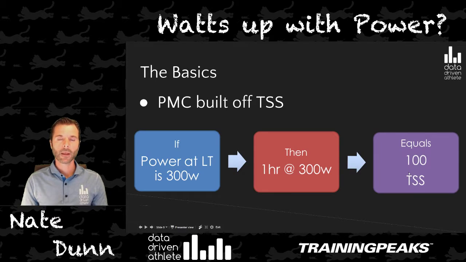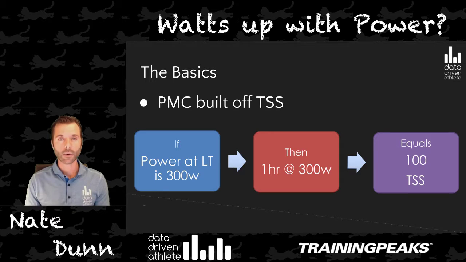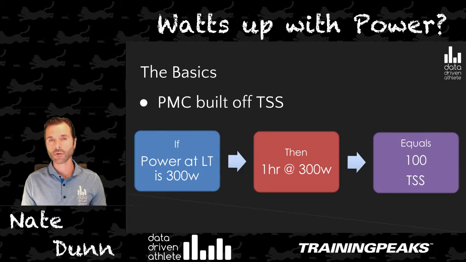So next slide, please. Even jumping over some of that, we want to talk about the very basics, and that is that the performance management chart is built off of TSS, or training stress score. In a very simple sense, TSS is a relative measure of the training stress of your ride. So if your power at LT, or your power at FTP, is 300 watts, and you were to ride for 1 hour at 300 watts, then that would be equal to 100 TSS points. It's important to understand that at a very basic level, that is the foundation of the entire performance manager chart. So next slide, please.